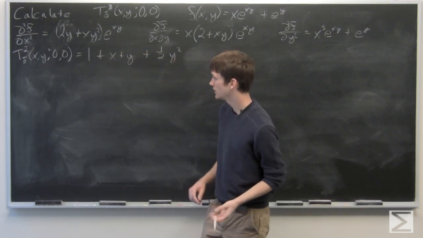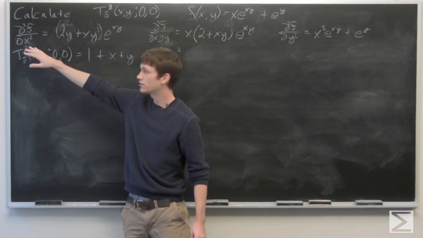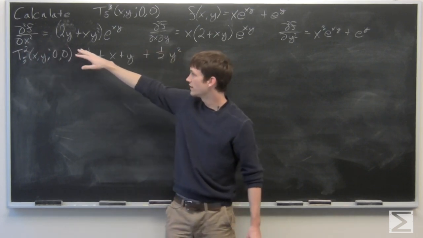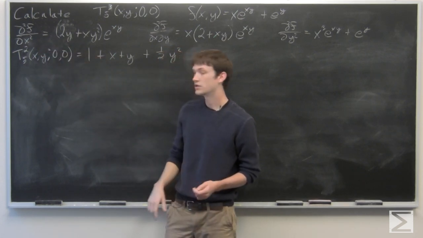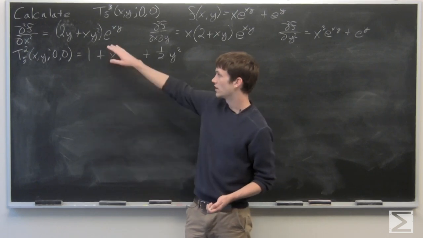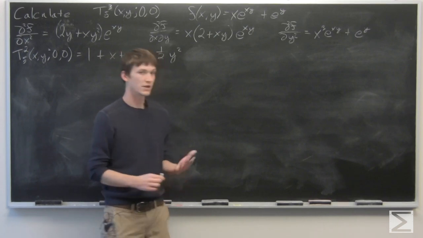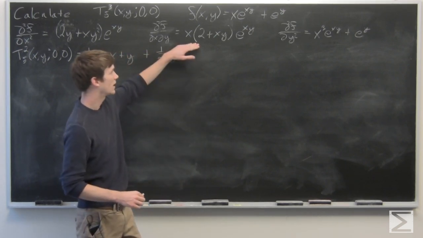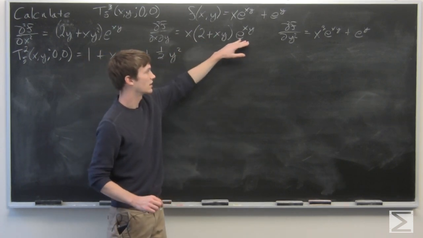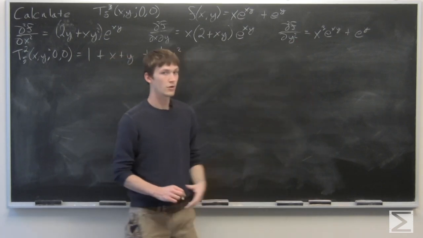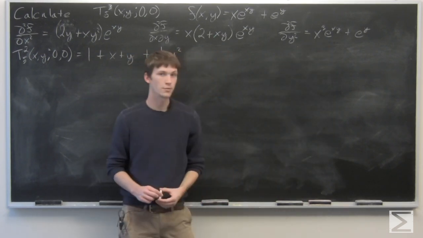From a previous exercise, we've already calculated the second partial derivatives of f. The second derivative with respect to x twice is the quantity 2y plus xy squared times e to the xy. The second partial derivative of f with respect to x and then y is x times the quantity 2 plus xy times e to the xy. And the second partial derivative of f with respect to y twice is x cubed e to the xy plus e to the y.